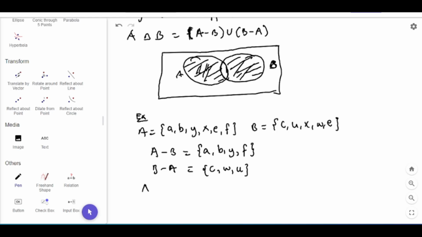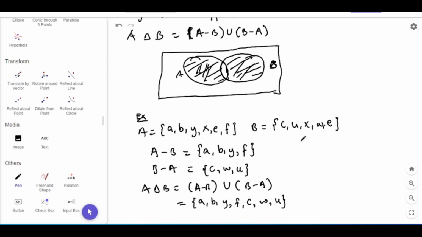That means that our symmetric difference is the union of these two. Remember what the union means? All the elements in A minus B and B minus A. So our union will be the set A, B, Y, F, C, W, and U, and that is the symmetric difference.